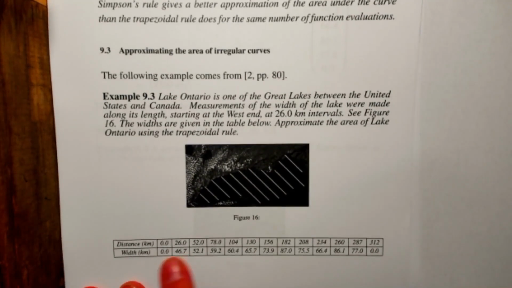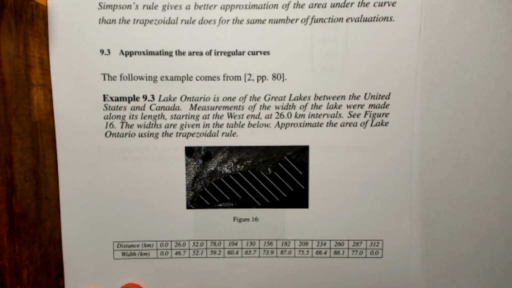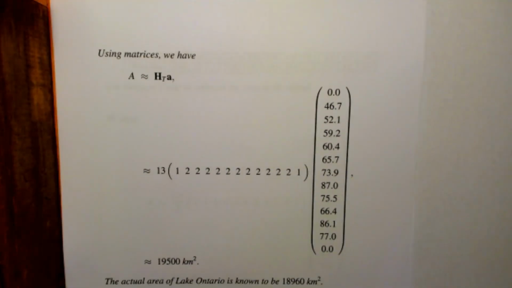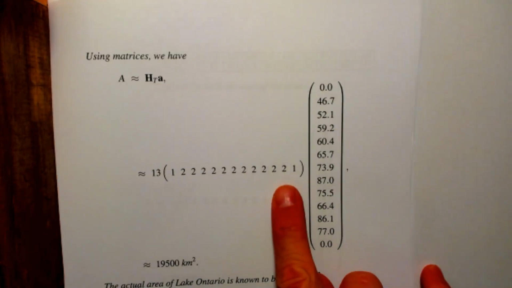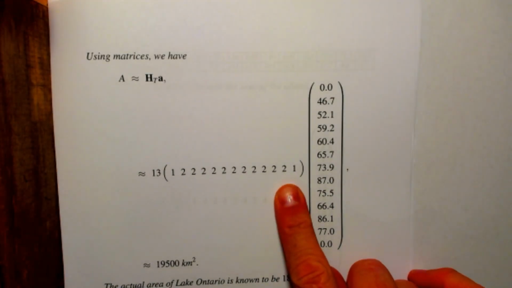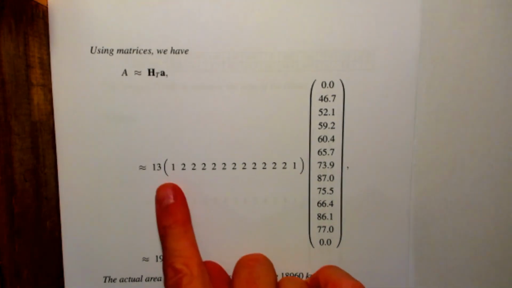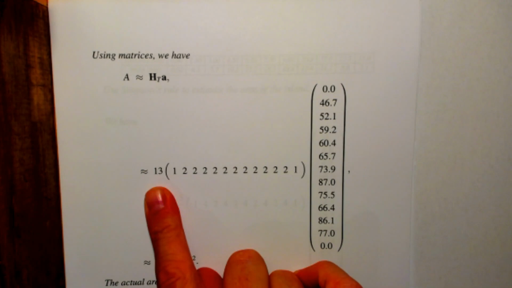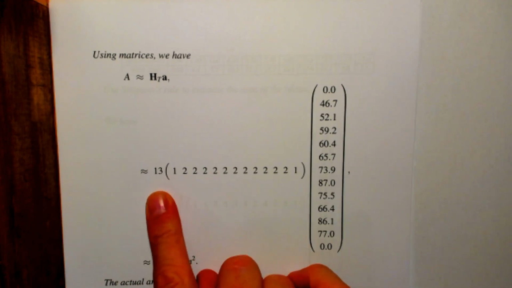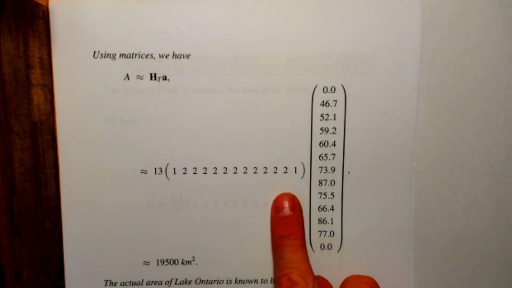So if these are those calculations, then we can put that into a matrix. So this is the matrix for the trapezoidal rule. So that's half of the width, which is 26 over 2, presumably kilometers. Yeah, kilometers. Here's our matrix of coefficients.